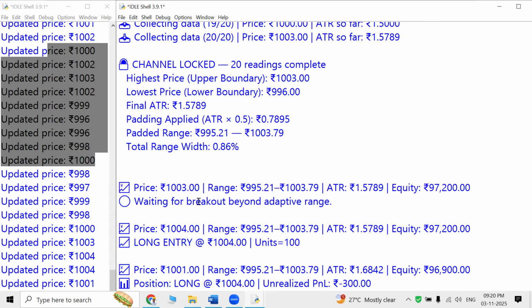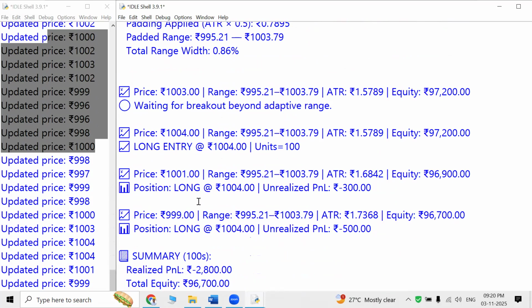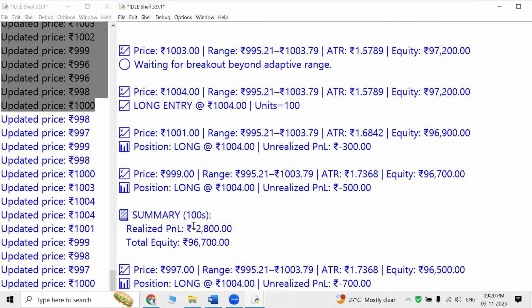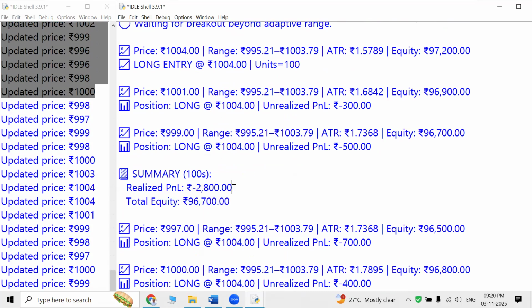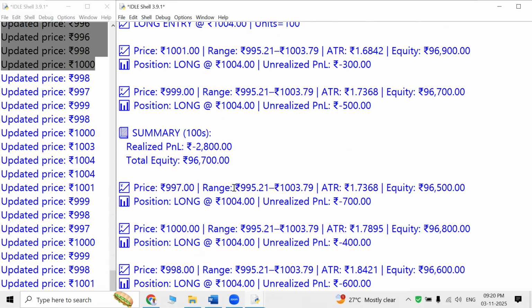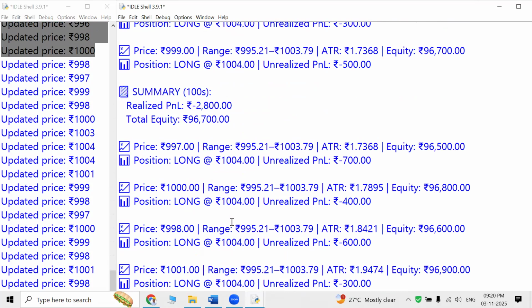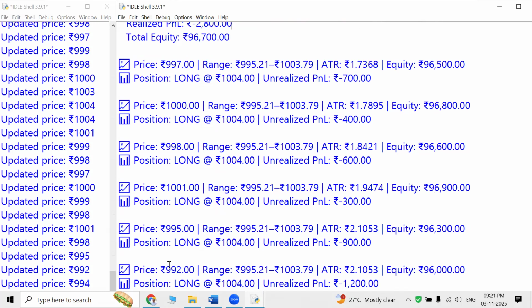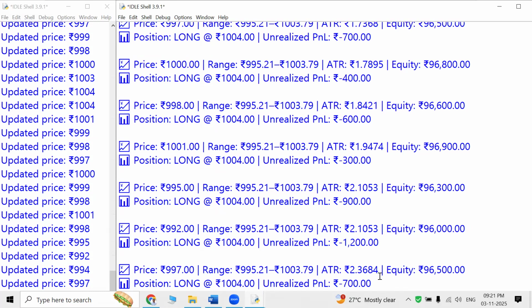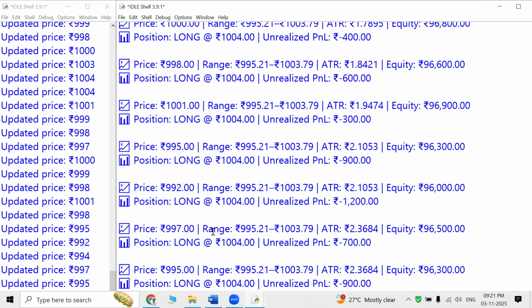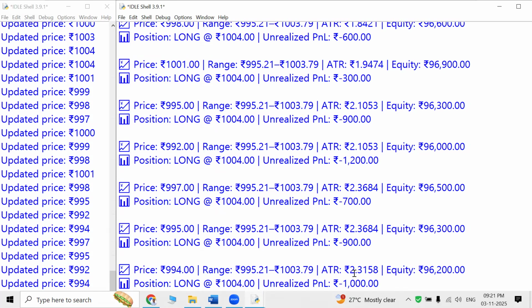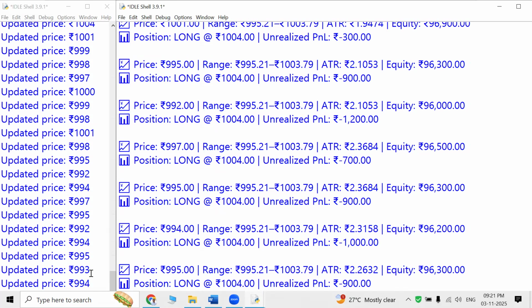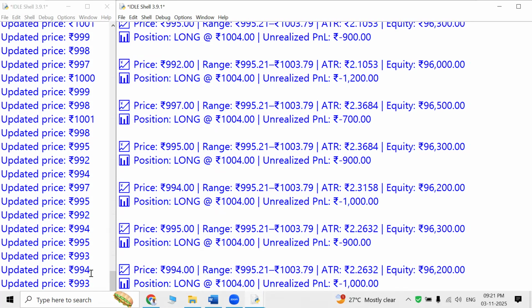Okay, long position been taken at 1004. Currently we are in a loss of minus 2800. If this loss reaches minus 5000, the algo is going to stop for sure. Okay, we have taken a long position at 1001. See, the market is moving very widely, so that's why these values are continuously changing. Again, the long position at 1004, and we are below the value. The worst case scenario has been in the recording, which we can say.